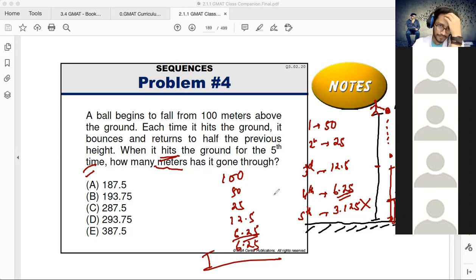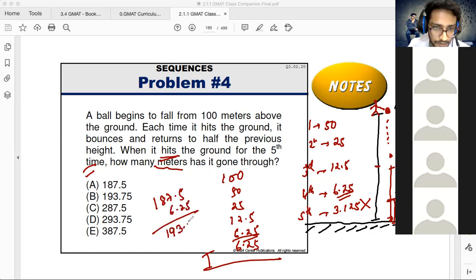Let me check the options. We'll figure it out from the options. So how much is this? 150, 175, 175 plus 12 is 187.5. 187.5 plus 6.25, how much is that? 193.75. And then there's no such option. Oh, they have not given that option at all.